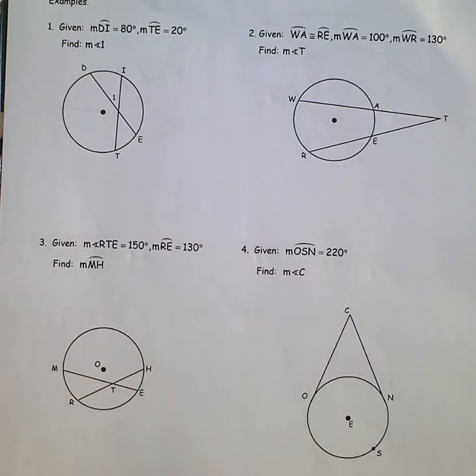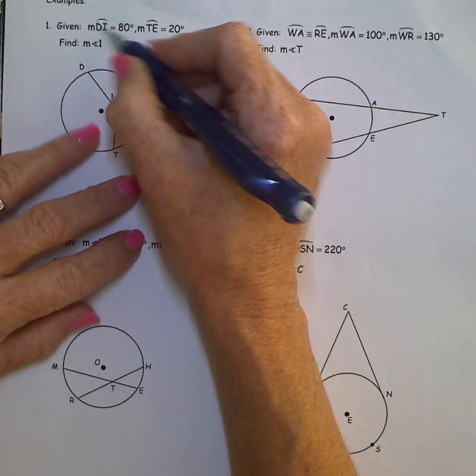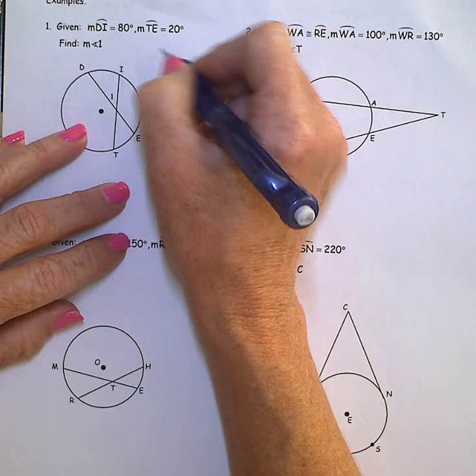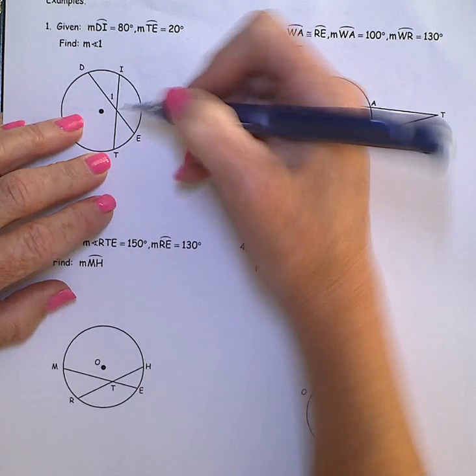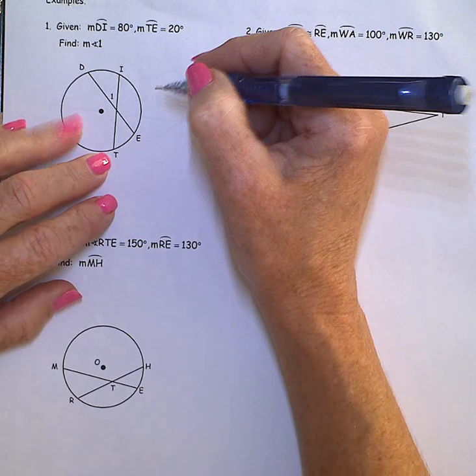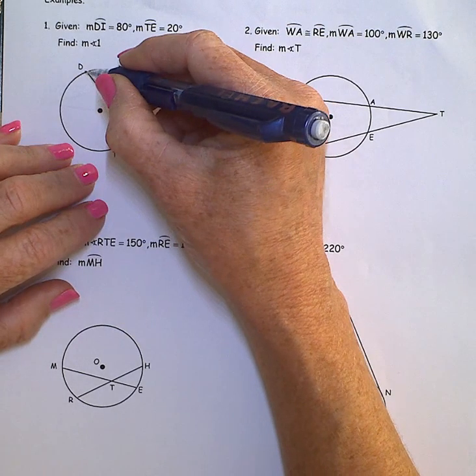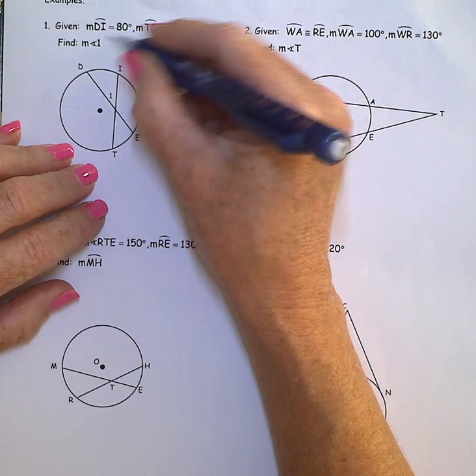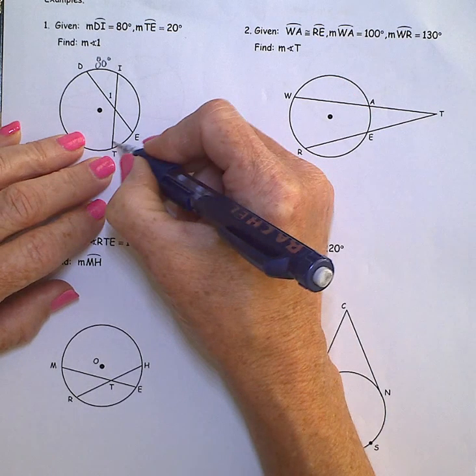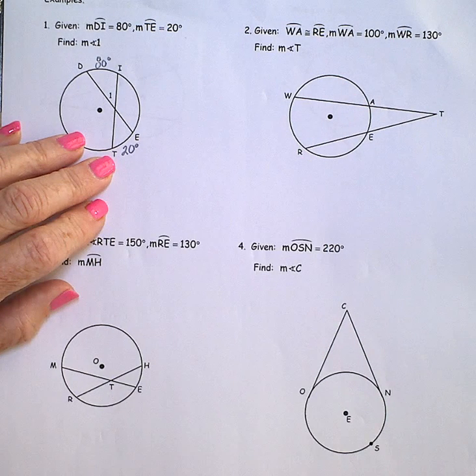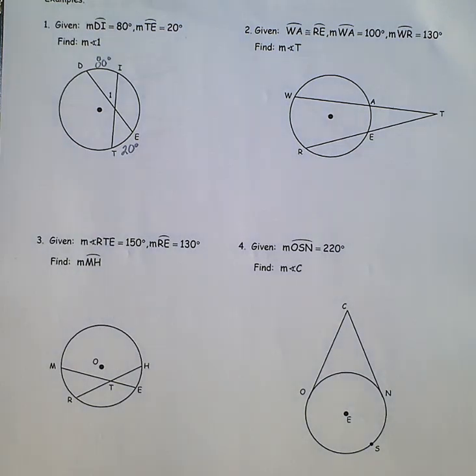Okay, here we go. The measure of arc DI is 80 degrees. The measure of arc TE is 20. I want to find the measure of angle 1. Okay, put this information in. DI is 80. Arc TE is 20. And I want you to find the measure of angle 1.